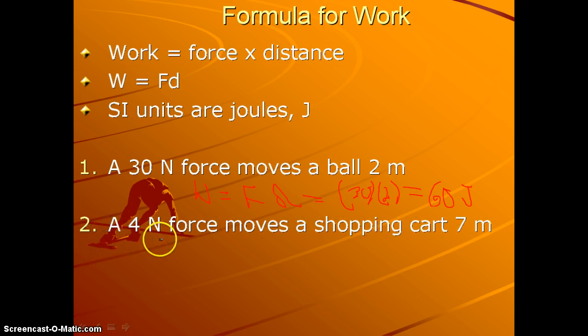Okay, next one. A 4 Newton force moves a shopping cart 7 meters. So we do W equals FD. So then we do the force is 4 and the distance is 7. 4 times 7 is 28 joules.